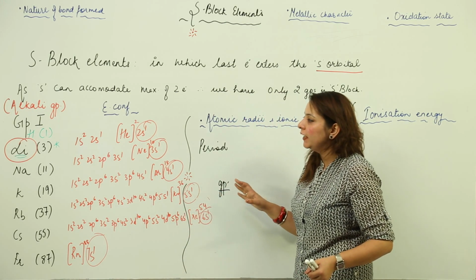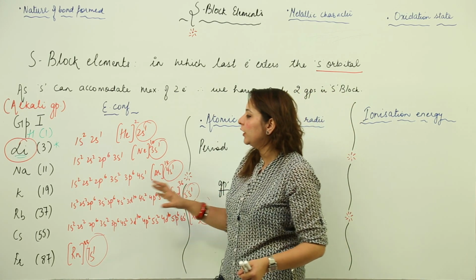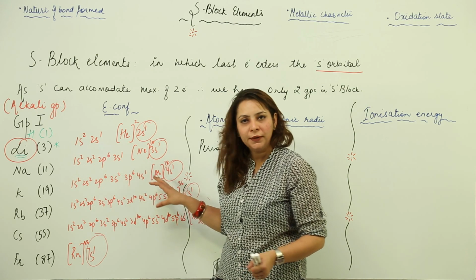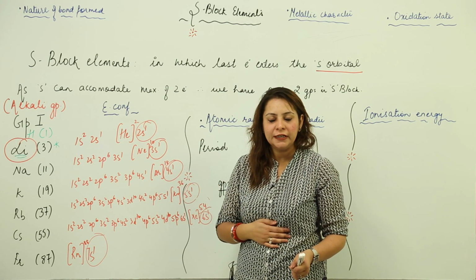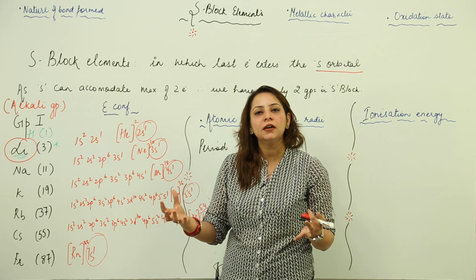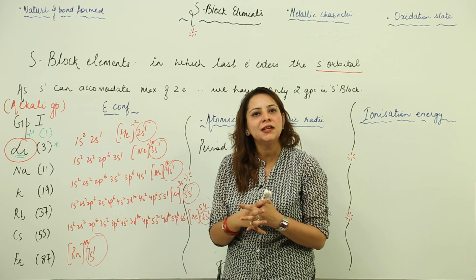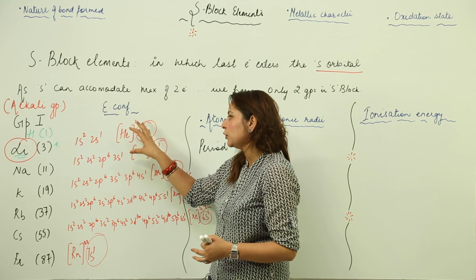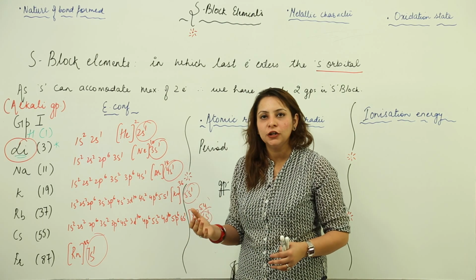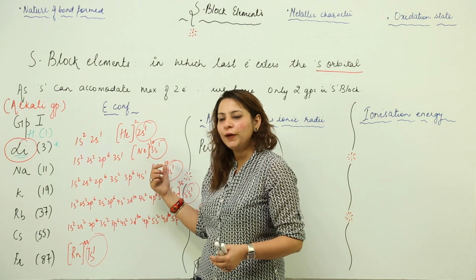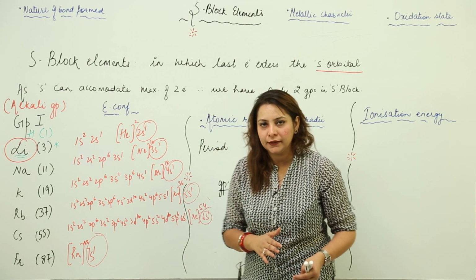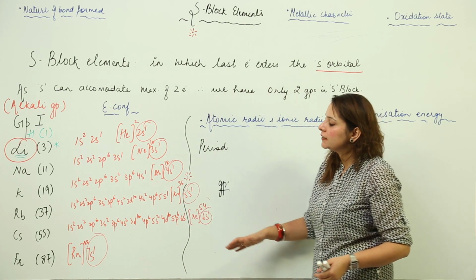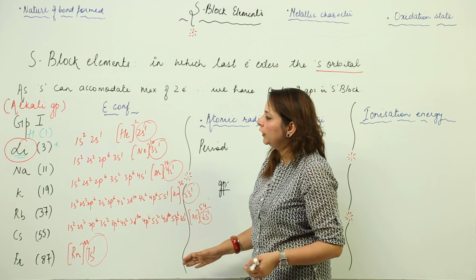So see, whenever you are writing electronic configuration, you can write by showing the orbitals, just filling them according to the increasing energies, or you can compact these orbitals into an electronic configuration in terms of noble gas followed by the orbital. So you can write in this way also and that way also. Both ways are correct.